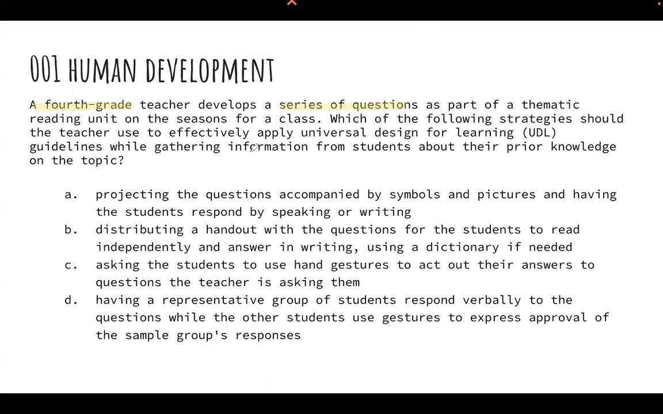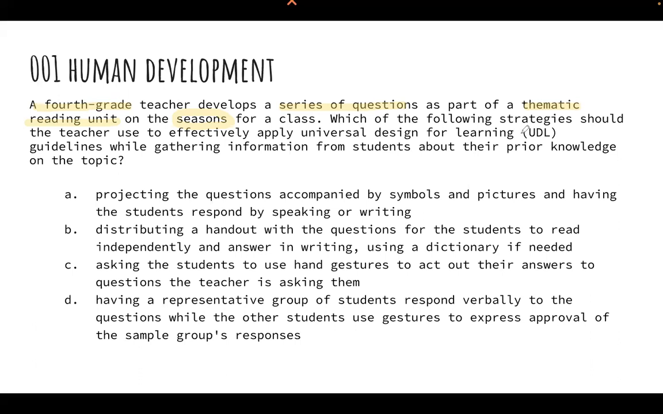We have a series of questions. We have a thematic reading unit. What is thematic? What is a thematic reading unit? Like a theme, right? So their theme is the seasons. It's all about the seasons. So all of the readings that we're going to do, poems, articles, whatever, it's all going to be about the seasons. And there's going to be a series of questions.